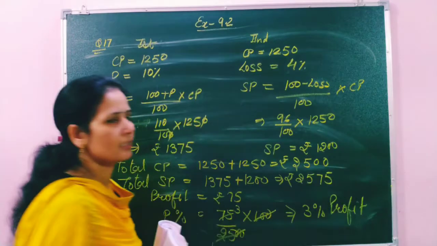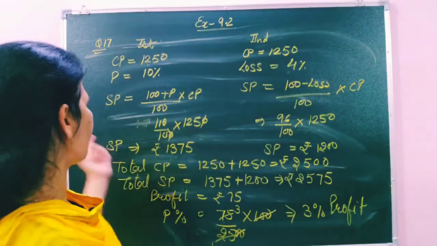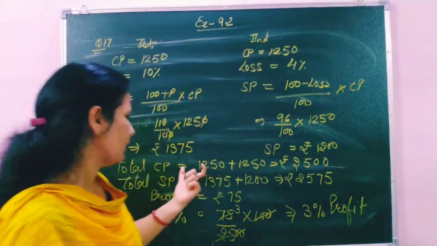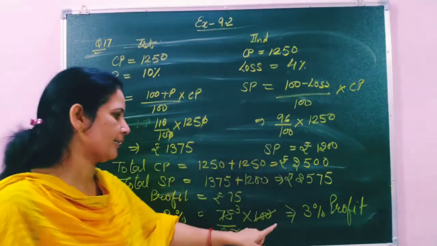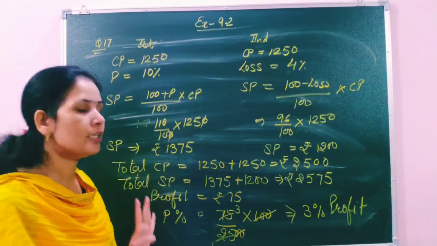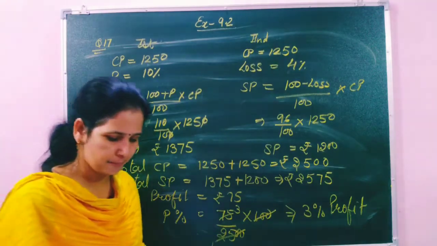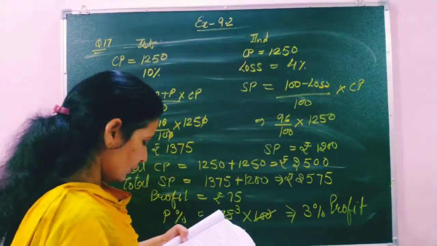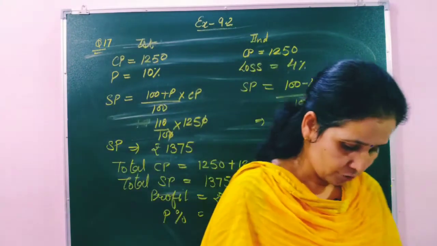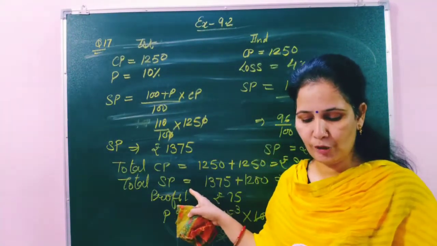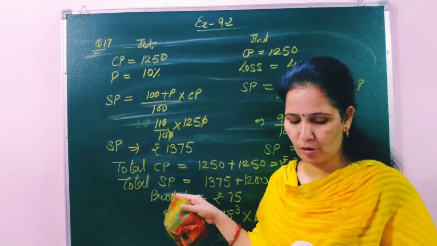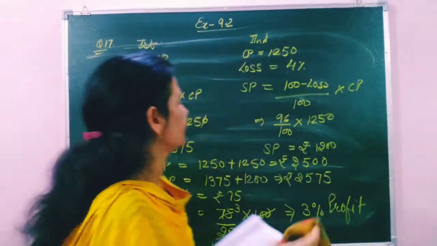Okay students, how did we do this question? Separately we found the SP, then added both CP, added both SP, their subtraction is profit, and then we found the profit percentage. Okay students. Question number 19 is the same type as question number 17, which you will do by yourself. Now here I am going to solve question number 18.